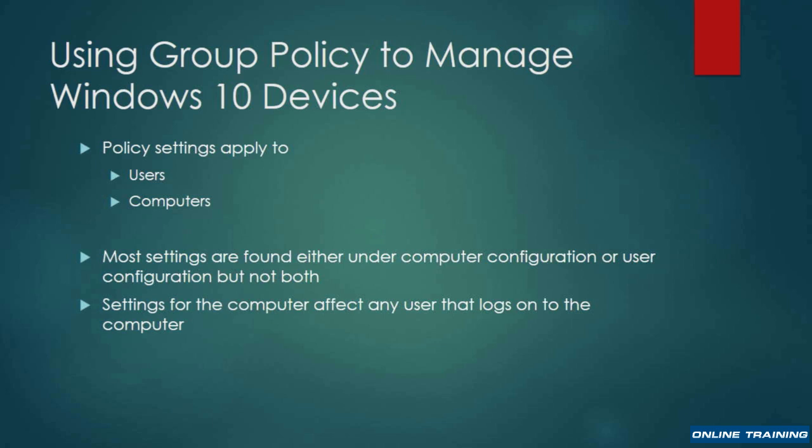A GPO full of computer settings that's linked to an OU that contains only user accounts does nothing, and vice versa. So there are settings in two different places. Settings for users will affect the users that are under the scope of that GPO wherever they log in, and settings for computers will affect all users on that particular computer, assuming it's under the scope of the GPO. Okay, so that again is just another important aspect to how this is applied.